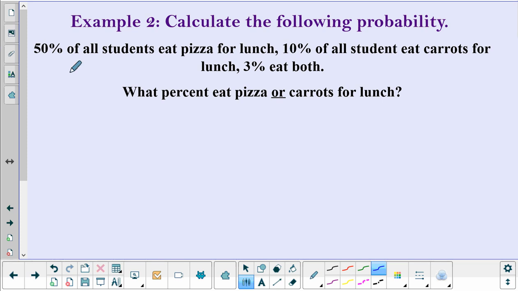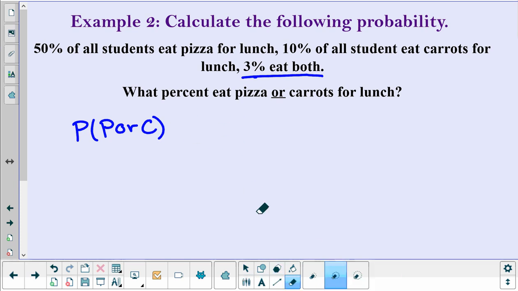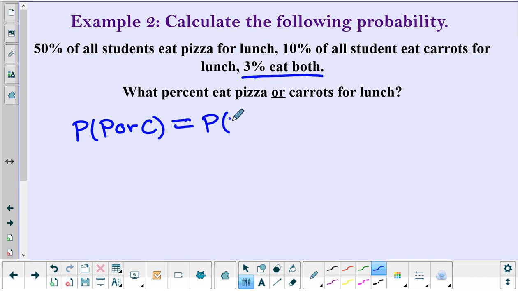So we can't just take the 50 and the 10 and add them together. That's not going to be okay because now we've counted some people twice. So we have to make sure that we account for those that were in both categories. So the probability that a student eats pizza or carrots for lunch is written out as the probability of a student eating pizza plus the probability of a student eating carrots minus the probability of the people who eat both.